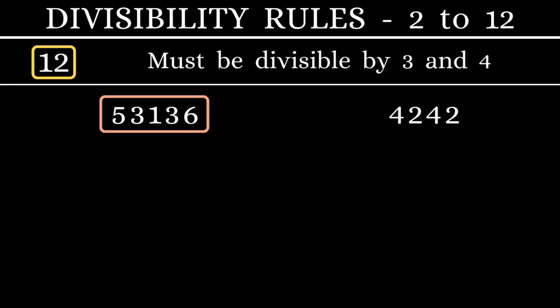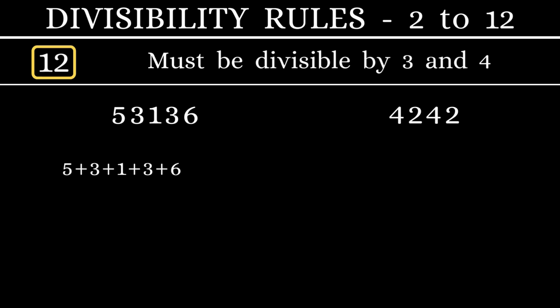First one, 53,136. To find out if it is divisible by 3, let us add up all the digits. We get 18, which is a multiple of 3. So, this number is divisible by 3.